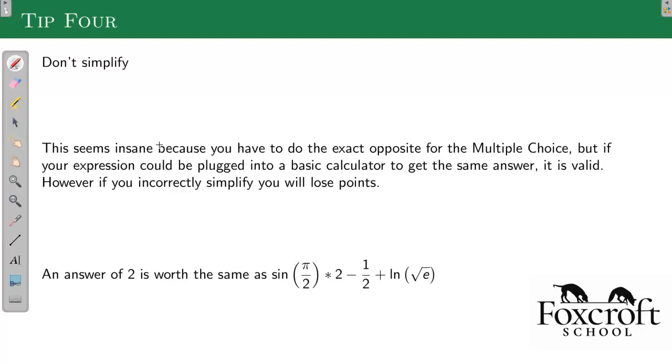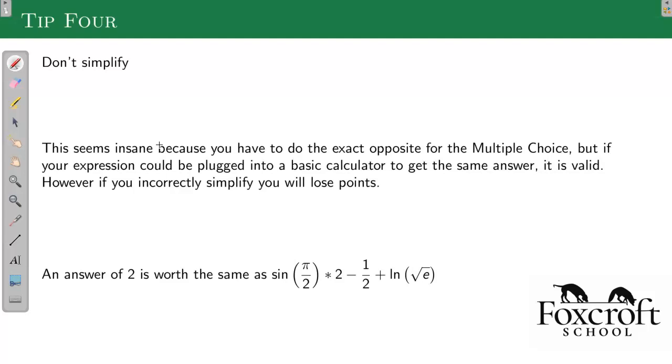if your expression could be plugged into a basic calculator, so not one that could do integrals and stuff, you can't leave the integral as your final answer. That's like a calc thing. But if it's a basic function, trig, exponentials, multiplication, all that stuff, if it could be plugged into a calculator and get the same answer, then it's a valid thing.